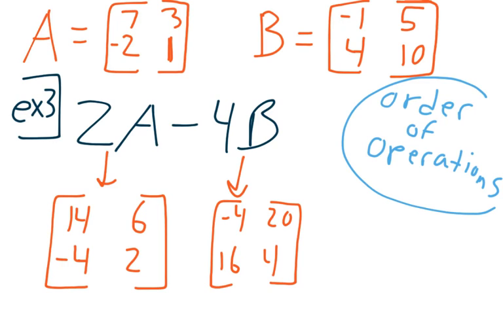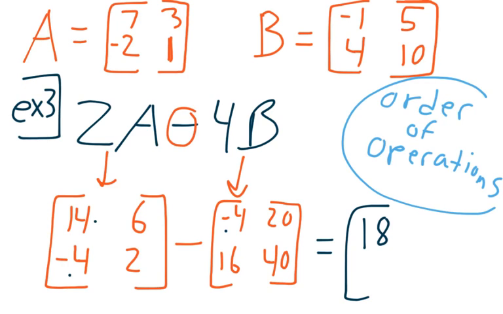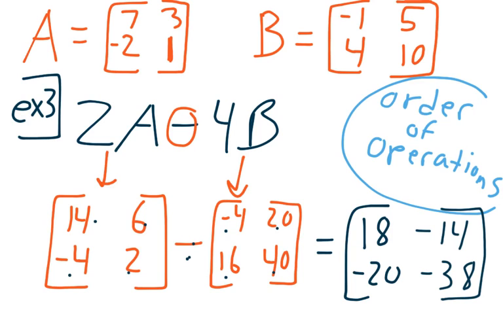So when I put these together, my final answer, so top left, 14 minus negative 4, so 14 plus 4, 18. Negative 4 minus 16, negative 20. Bottom left, 6 minus 20, that's negative 14. And 2 minus 40, negative 38. So that's all you got to do. So apply order of operations, multiply first, then add or subtract, and this is what you're left with.